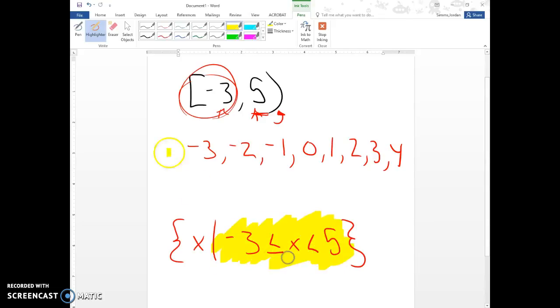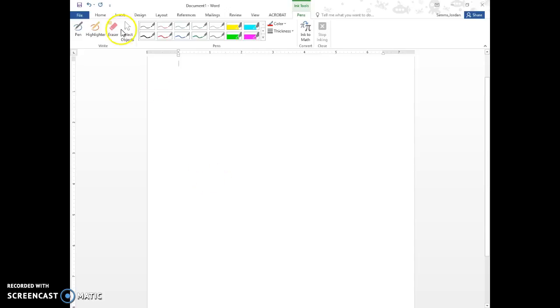Okay, we're just using what's called a compound inequality. We have x, we have two inequality symbols to express this in set builder notation. Okay? Then part B on that, you would obviously just punch that in for the graph. Okay?